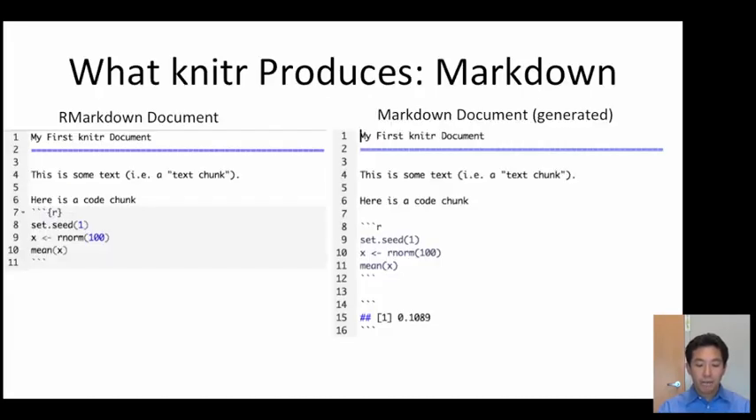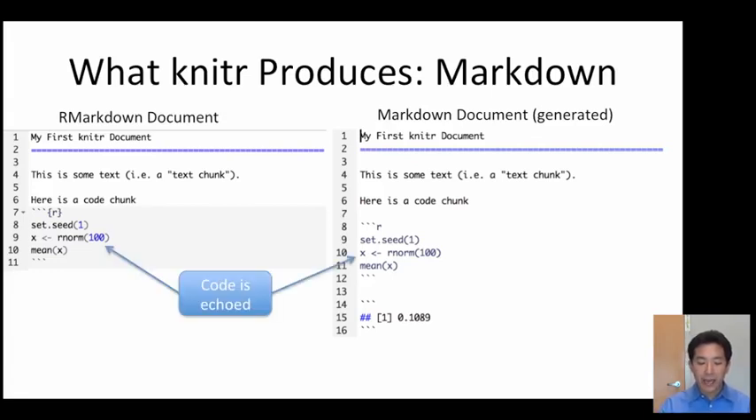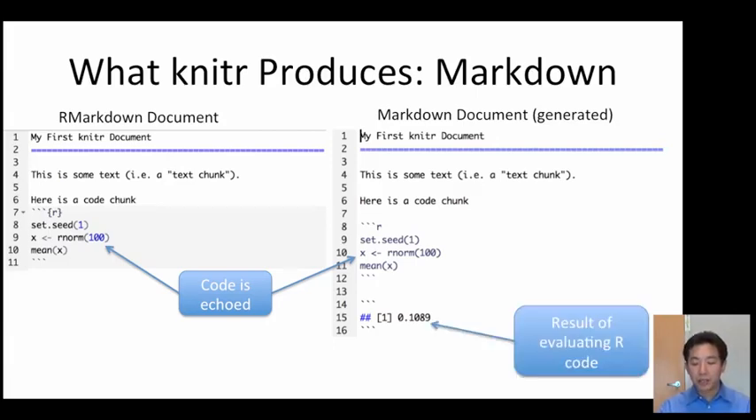So what happens here is that knitr takes your original R Markdown document, we can see on the left here, and it processes it into a regular Markdown document. One thing that happens is that it takes your code and reproduces the code in the regular Markdown document. But you can see that in the Markdown document there's one extra piece, which is the result of the code, down here at the bottom. The result of evaluating the R code is added to the Markdown document after evaluating the R code.